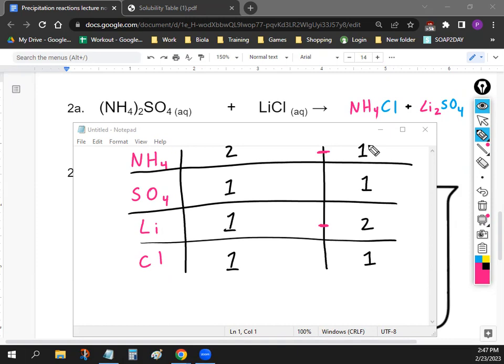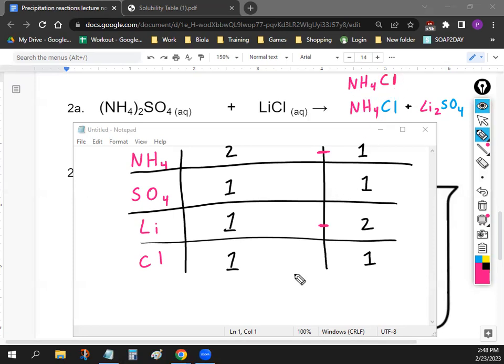Okay, when we balance, we always want to add to the side that has less. So which side has less NH4, left side or right side? Left side. Yeah, the right side. So we're going to add NH4. However, we cannot add NH4 by itself because that changes our equation. That is a whole new thing. We have to add the whole thing. So we're going to add NH4Cl. So we have to add the whole molecule.